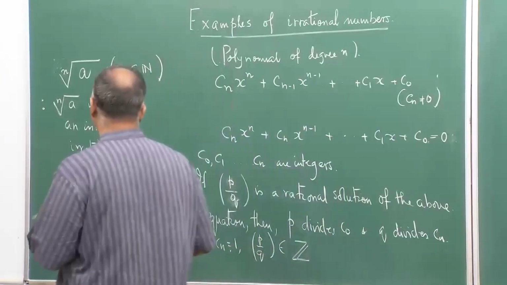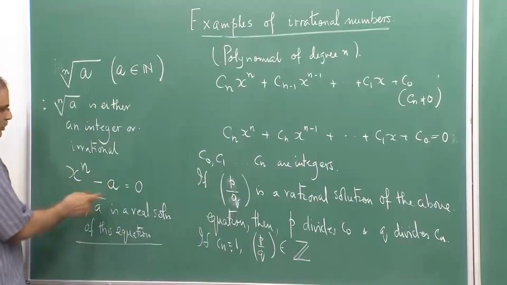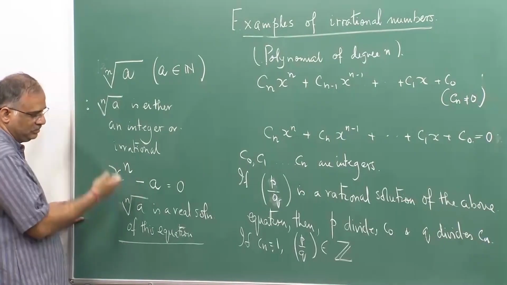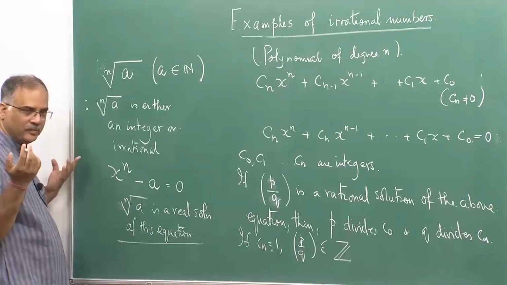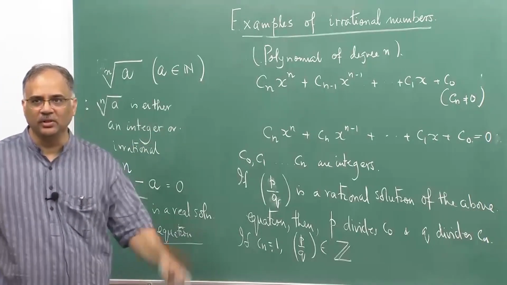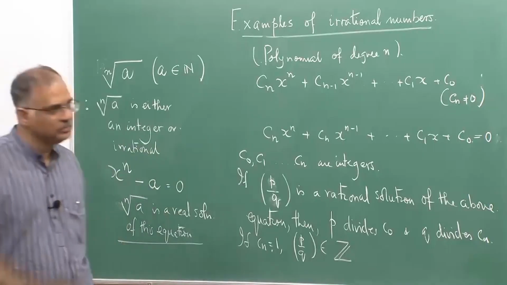So, you can use the same language here: either it is an integer, fine. If it is not an integer, there is no other choice, but it has to be irrational, it cannot be of the form p by q.